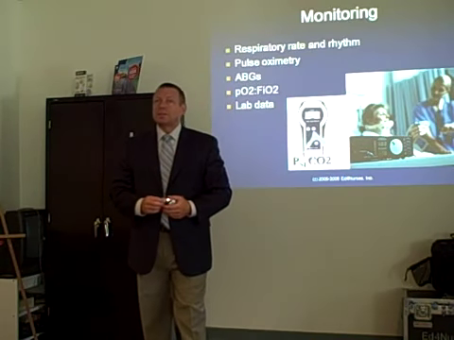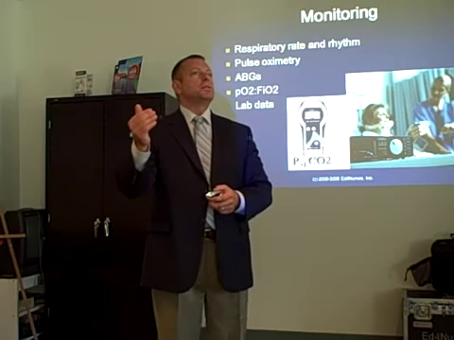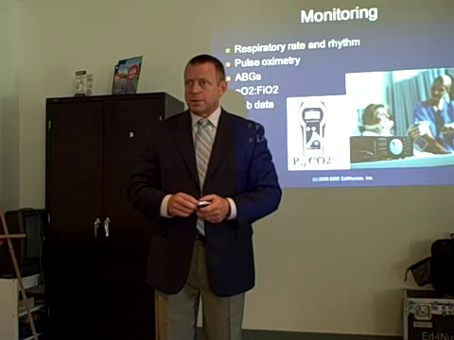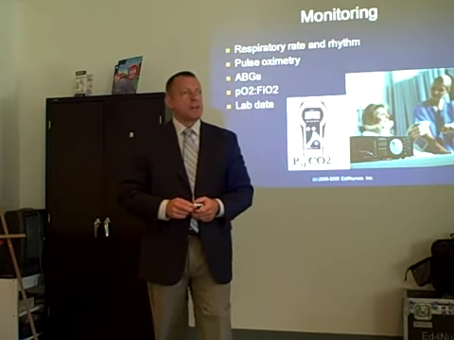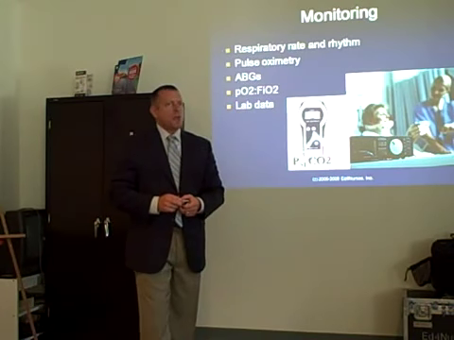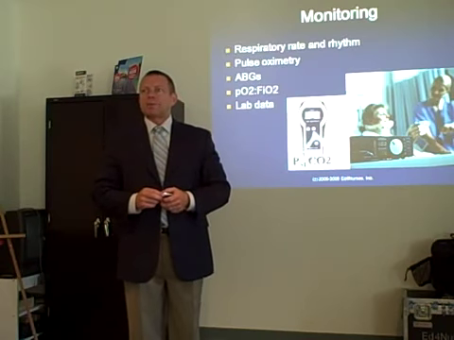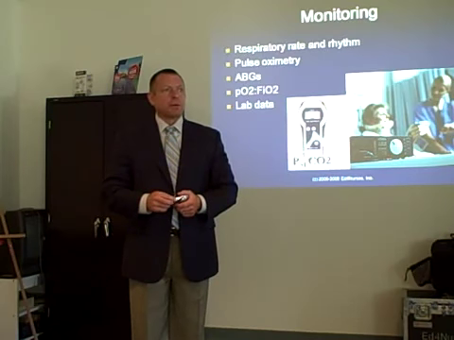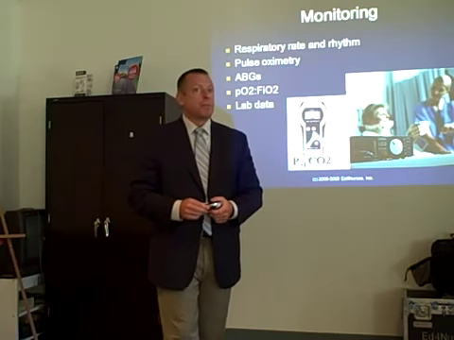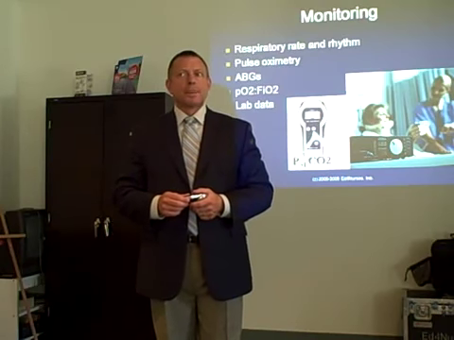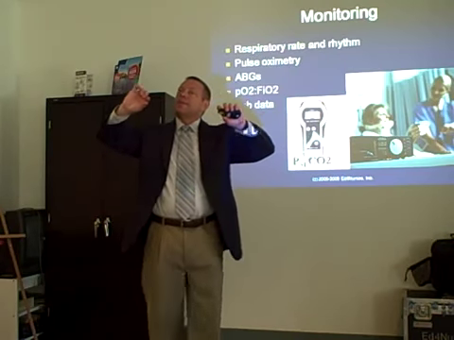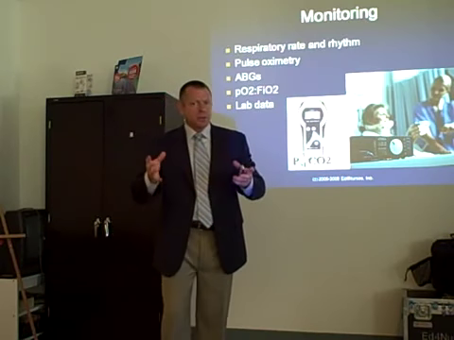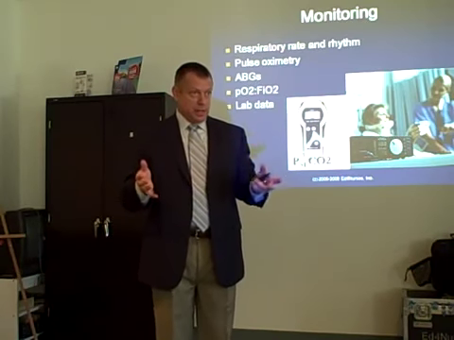PO2 FiO2 ratio is something we can do off of our blood gas. We take our PO2, we divide it by the FiO2, and it should be greater than 300. What this tells us about is the alveolar capillary membrane, and whether or not the alveolar capillary membrane is intact. If fluid is starting to build up in that alveolar capillary membrane, our PO2 FiO2 ratio goes down. Okay, but again, you need to have a blood gas so that you can tell this.